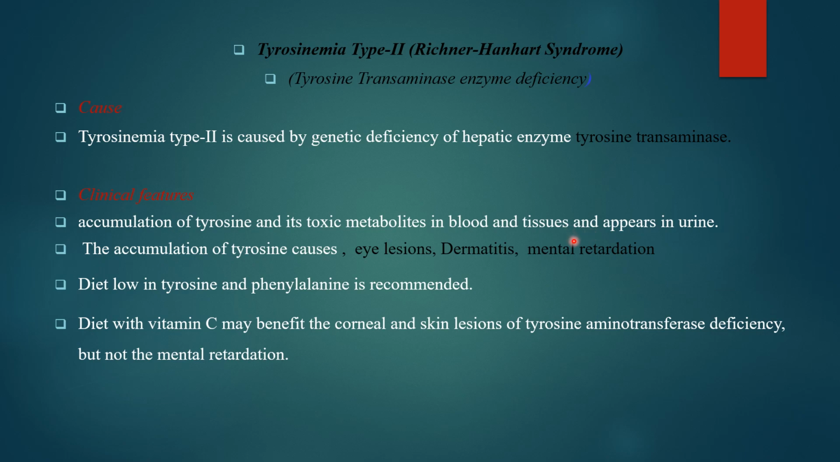I already showed in the previous slide how the alternative pathway leads to various other, unexpected metabolites. These toxic metabolites are accumulating in the blood and tissues and appear in the urine. Accumulation of tyrosine causes eye lesions, dermatitis, and mental retardation. So a diet low in tyrosine and phenylalanine is recommended. Diet with vitamin C may benefit the corneal and skin lesions of tyrosine aminotransferase deficiency, but it cannot cure the mental retardation.